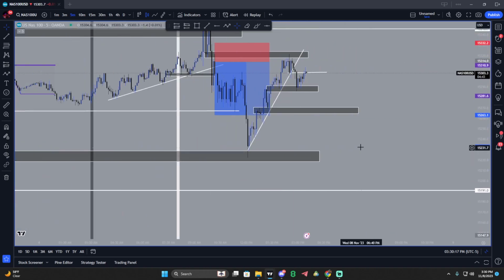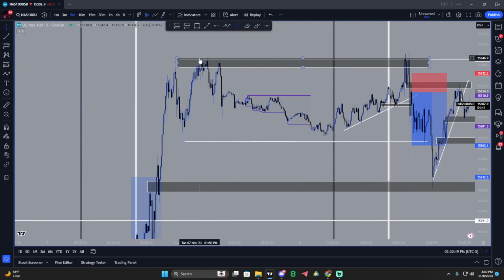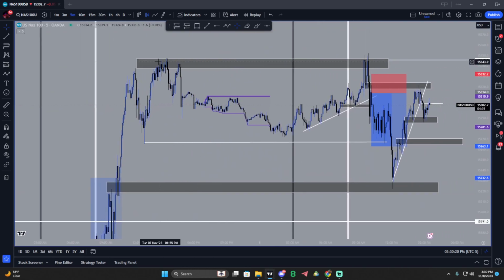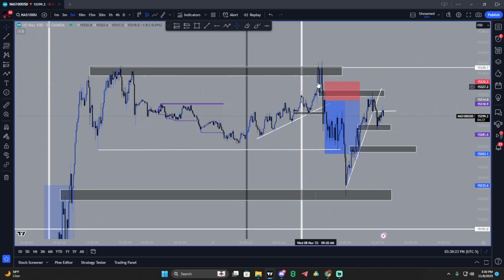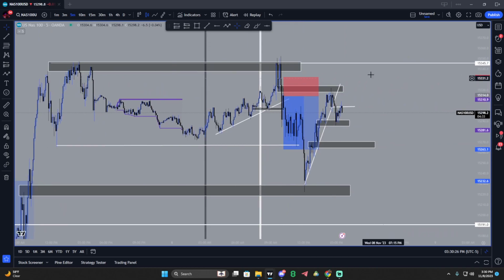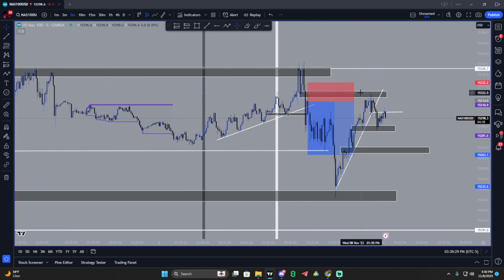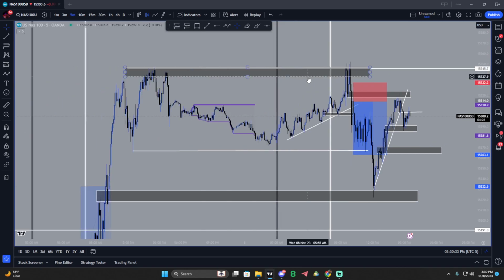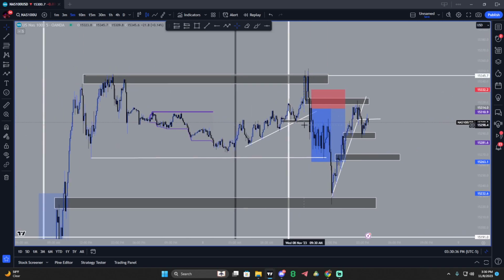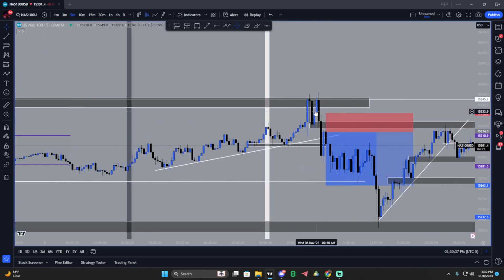So basically, there's a resistance up here, right? Price did come to tap into this resistance and rejected. Powell spoke today, so that's a high impact reason why price did drop.